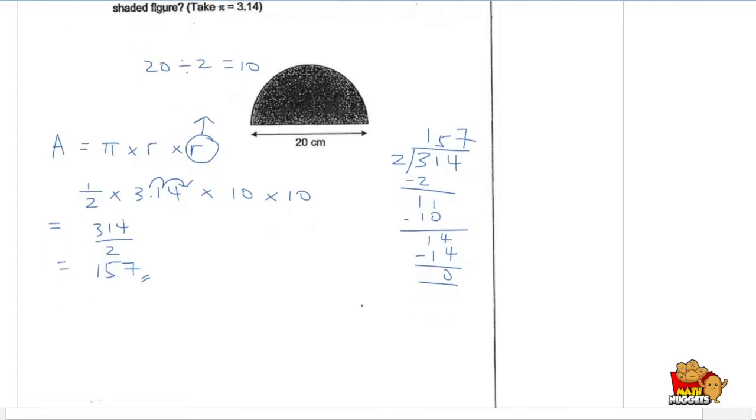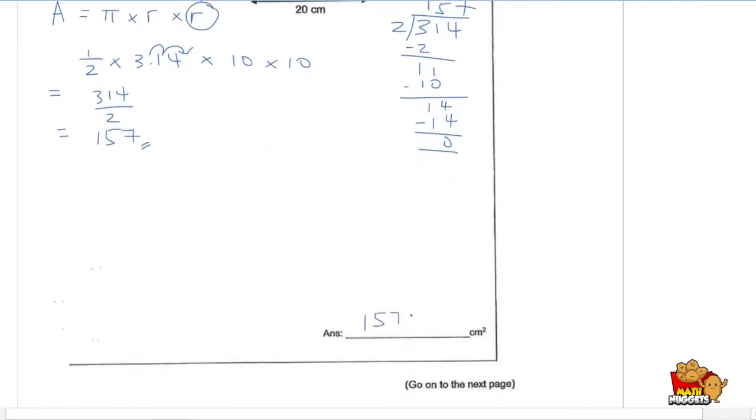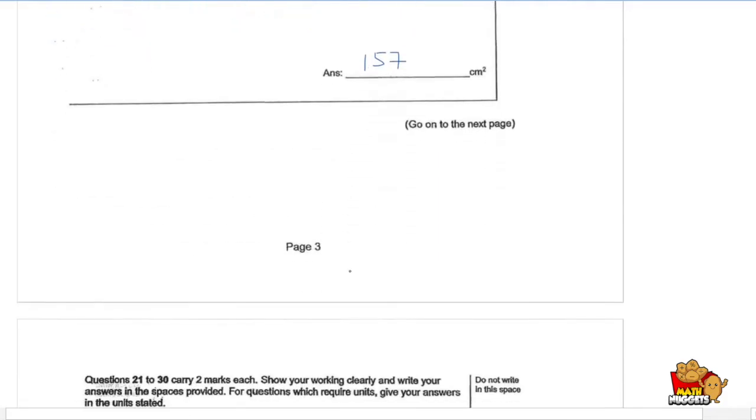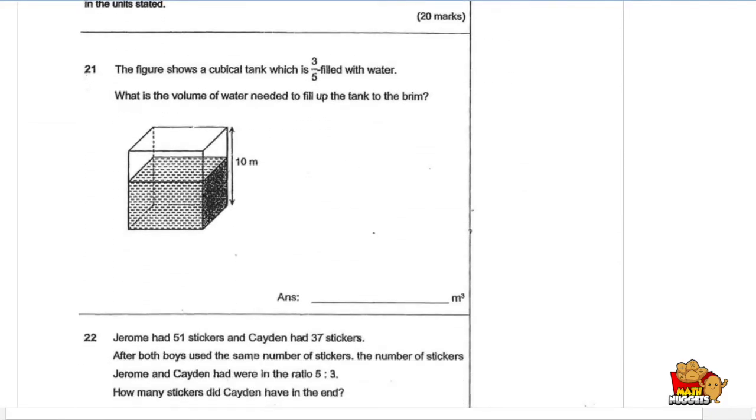157. Question 21. What is the volume of water needed to fill up the tank to the brim? Take note that in the question it says cubical tank. Cubical tank means all sides are the same. So if it's 2/5 filled, then it's 3/5 filled, means we need 2/5. It's 2/5 unfilled. It's 2/5 empty. So that's what we need to find. So I need to find what is 2/5 of the tank.